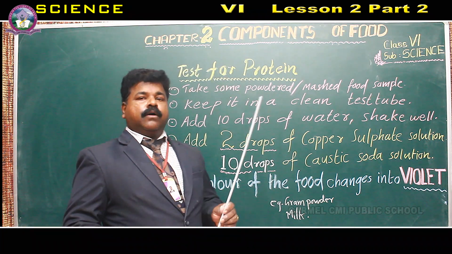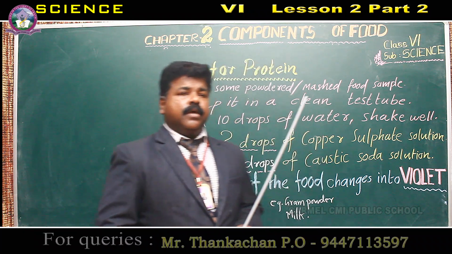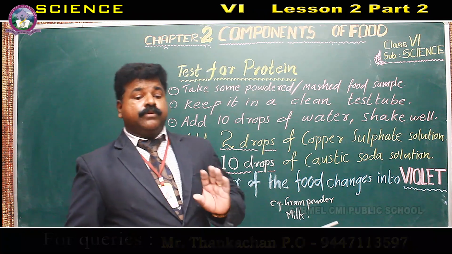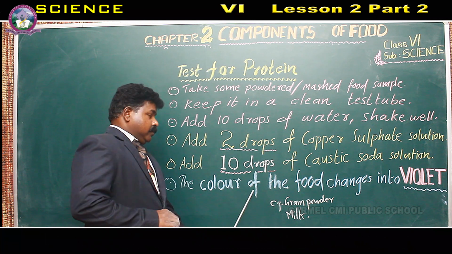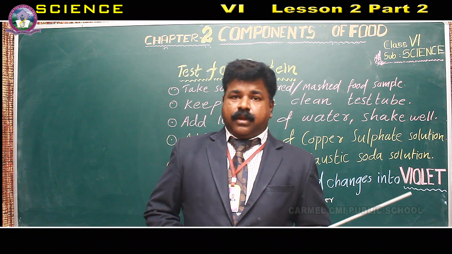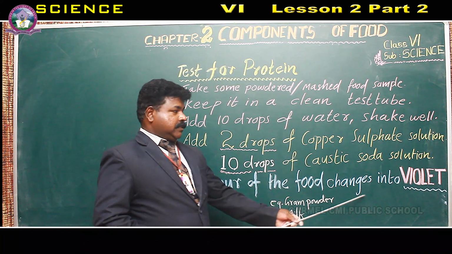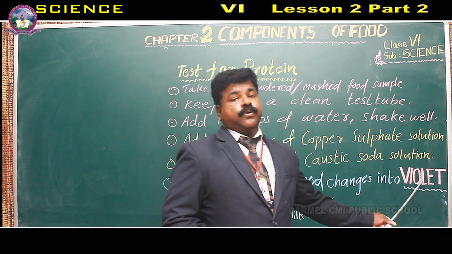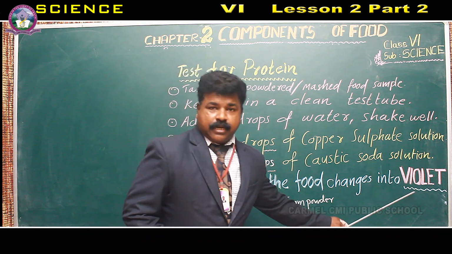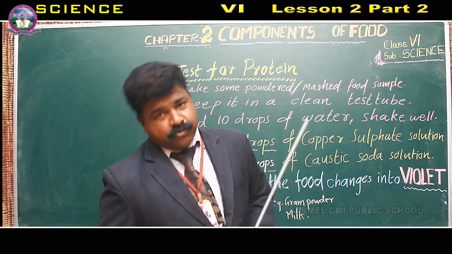Then after adding copper sulfate and caustic soda solution into the given food sample, we need to shake the food item very well, thoroughly. Then after some time, observe the color change. We can see the color of the food changes gradually into violet. This formation of violet color indicates the presence of protein in the given food sample.